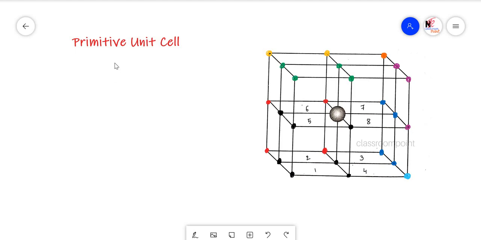So the first one is the primitive unit cell, which is also called the cubic unit cell or simple cubic unit cell. In this primitive unit cell, the constituent particles occupy only the corner positions. You can see only the corner positions are occupied by the constituent particles. Only to differentiate the front unit cell from the back unit cell and top unit cells, I have given different colors to the corner particles. But remember that all these are identical spheres.